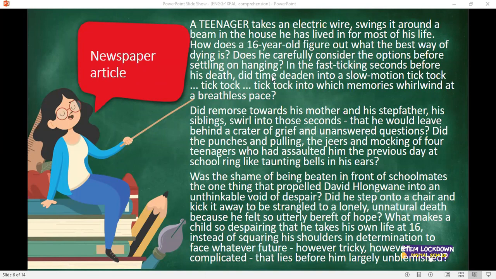Did the punches and pulling, the jeers and mocking of four teenagers who had assaulted him the previous day at school ring like taunting bells in his ears? Was the shame of being beaten in front of schoolmates the one thing that propelled David Hlongwane into an unthinkable void of despair? Did he step onto a chair and kick it away to be strangled to a lonely, unnatural death because he felt so utterly bereft of hope? What makes a child so despairing that he takes his own life at 16? Instead of squaring his shoulders in determination to face whatever future, however tricky, however complicated, that lies before him, largely unblemished.